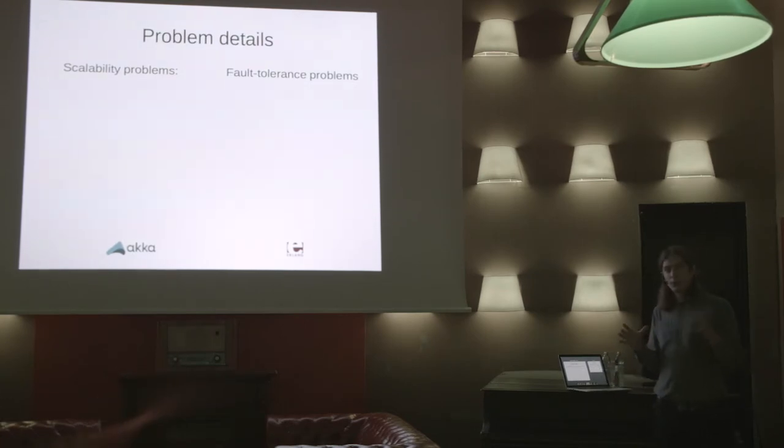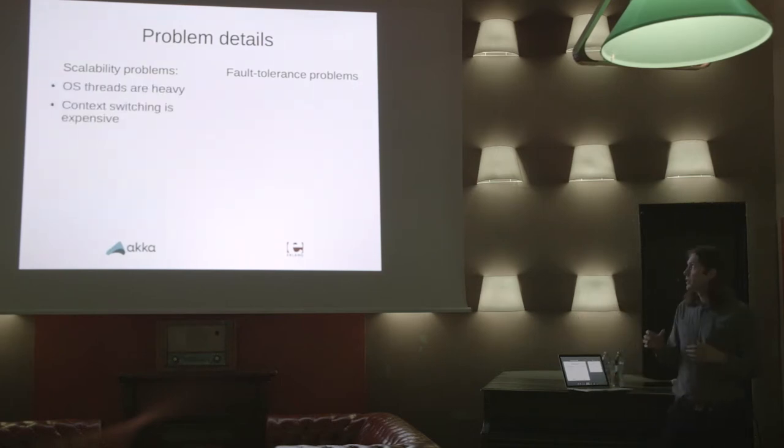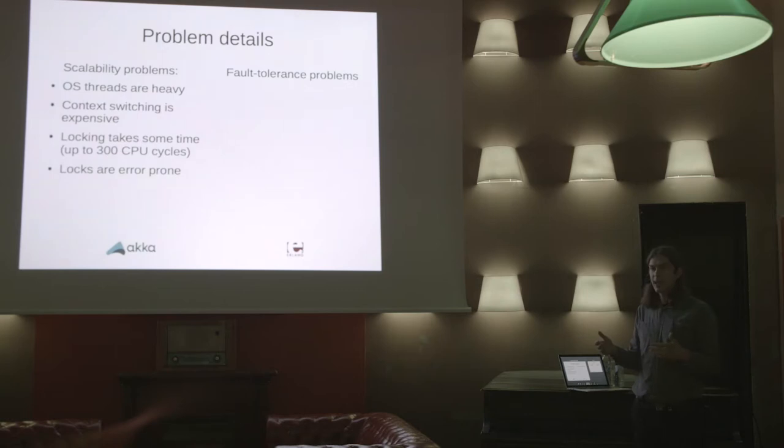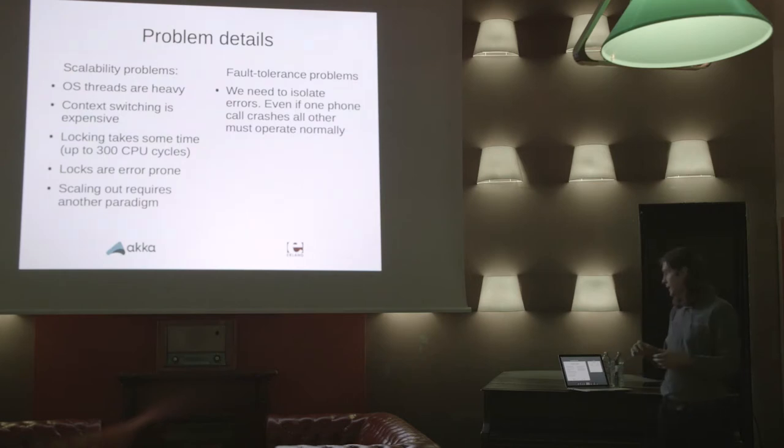Akka wanted to solve the scalability problem. The default way to make something run on multiple threads is to use OS threads, and they are very heavy, context switching is expensive, locking takes up to 300 CPU cycles, and locks are very error prone, and they are the only way to communicate because we need shared memory and we need to synchronize somehow. Then scaling out requires a completely different paradigm, and this means that we don't have shared memory between many nodes. So Akka tried to solve this problem of scalability.